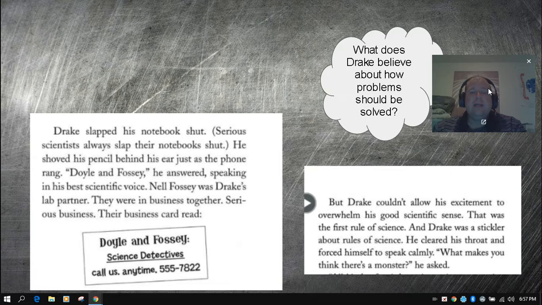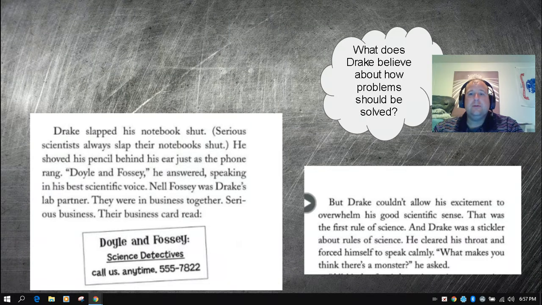Let's start by looking at an excerpt from The Case of the Gasping Garbage, and I want you to think about this question as I read the two excerpts. What does Drake believe about how problems should be solved? So you're probably thinking you know the answer, but let's try to use text evidence. So I'm going to start on the left and read this first excerpt over here, and then I'll read this one, and then we'll discuss what we think Drake believes.